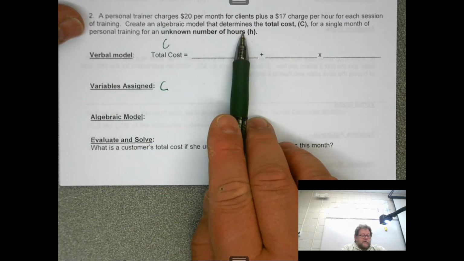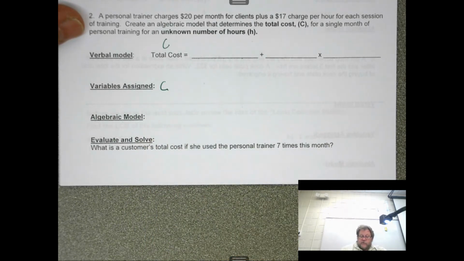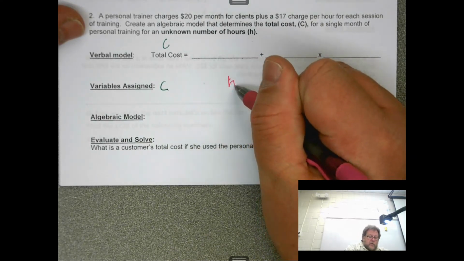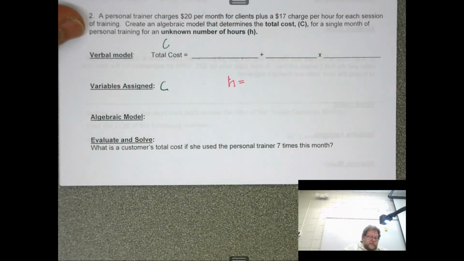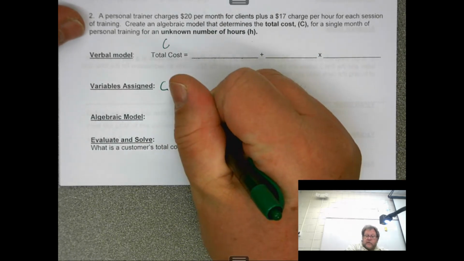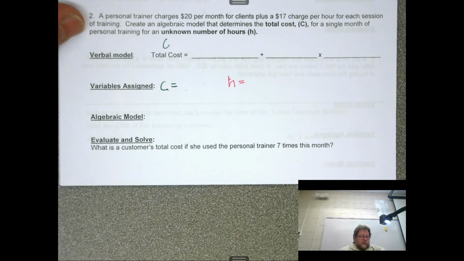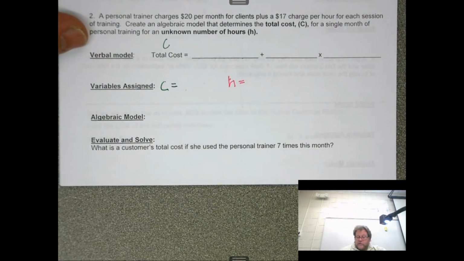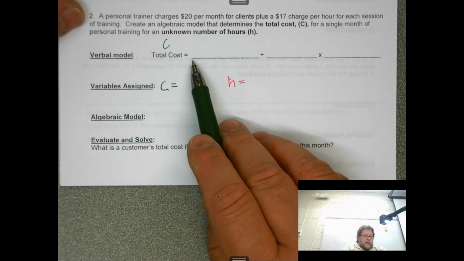We're going to have to figure out what H is. C, again, they already told us what C is. It's total cost. But let's do our verbal model first. Okay. Total cost is going to be made up of, well, $20 per month. So there's a monthly service charge for the clients.